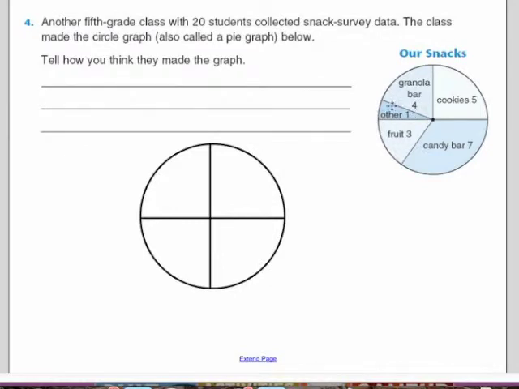And then they colored them, and they colored 1 piece for the other. They colored 4 of those pieces for granola bar, 5 of them for cookie, 7 of them for candy bar, and 3 of them for fruit. So you have to start out though with those equal pie pieces.